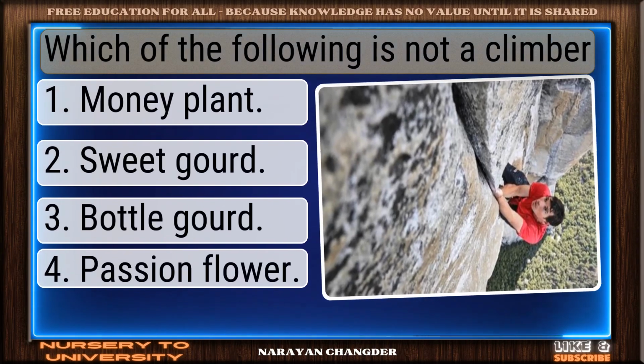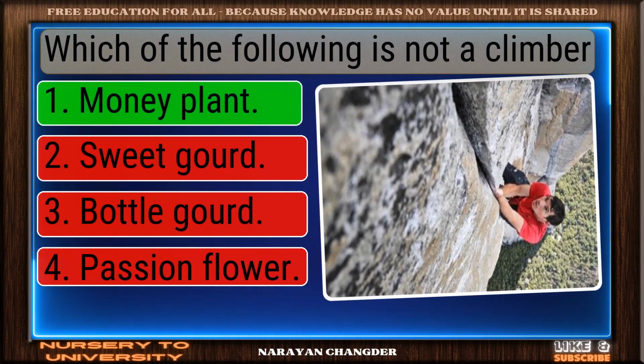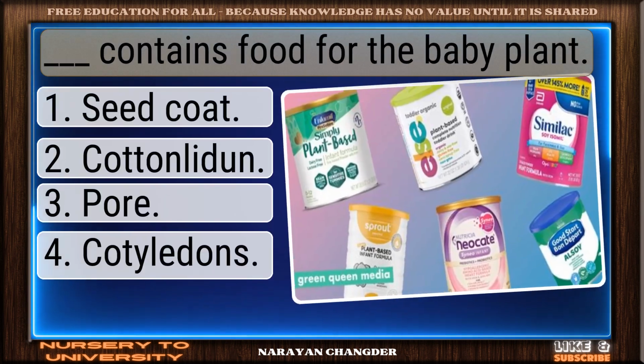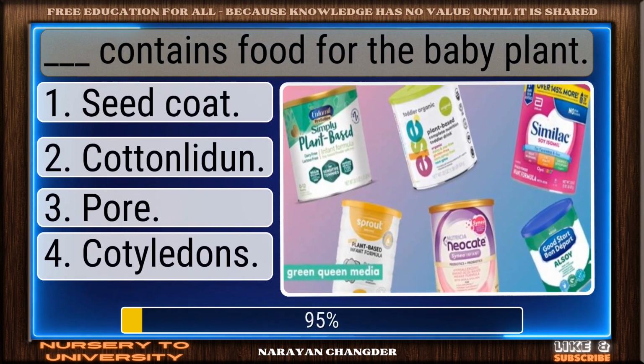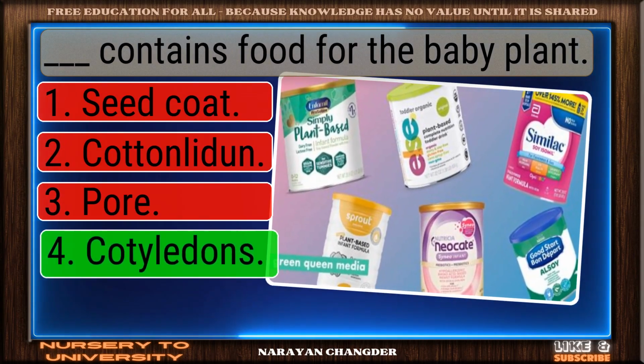Which of the following is not a climber? You got it. Your choice money plant is right. Dash contains food for the baby plant. Well reasoned. Cotyledons is the correct choice.